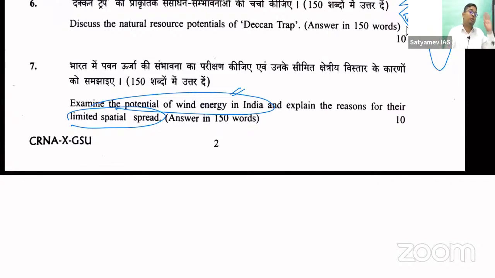Wind energy. Since you started with the energy mix, you say that wind energy alone has the potential to change the energy mix of India for sustainable development. Don't write "alone", moderate it. So the government should proactively focus upon what? Harnessing the maximum potential, or utilizing the maximum potential of what? Wind energy. So this is how you can write.